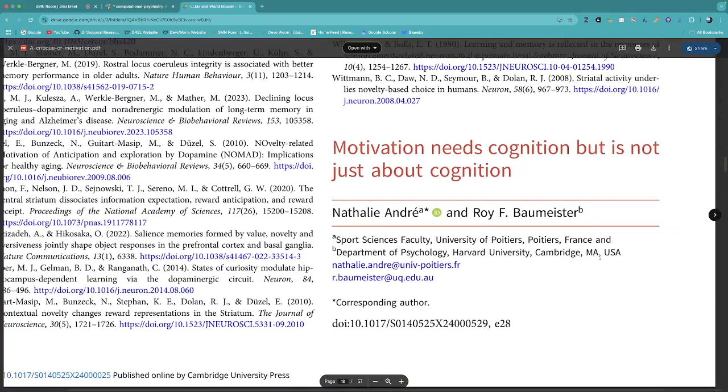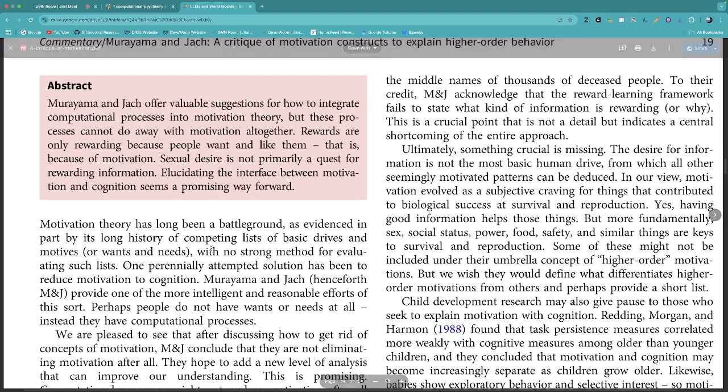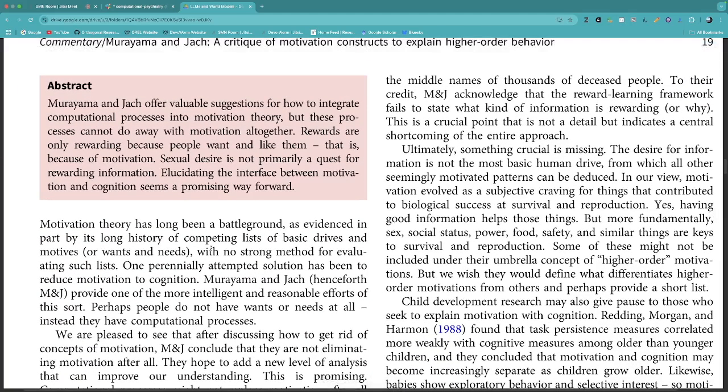This one is Motivation Needs Cognition, But Is Not Just About Cognition. The abstract here: Murayama and Jach offer valuable suggestions for how to integrate computational processes into motivation theory, but these processes cannot do away with motivation altogether. Rewards are only rewarding because people want and like them. That is because of motivation. For example, sexual desire is not primarily a quest for rewarding information. Elucidating the interface between motivation and cognition seems a promising way forward.